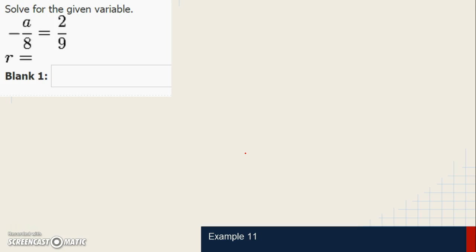Example number 11. I have negative a over 8 equals 2 over 9. We're finding what number for the variable makes these equivalent ratios. So I'm going to cross multiply, and remember that that negative is going to go with the a. So I have negative a times 9 is negative 9a equals 8 times 2 is 16. And I'm going to divide both sides by negative 9. Here I'm left with a equals, a positive divided by a negative is a negative, and 16 divided by 9 cannot be simplified because I can't think of a number that goes into both the numerator and denominator evenly.